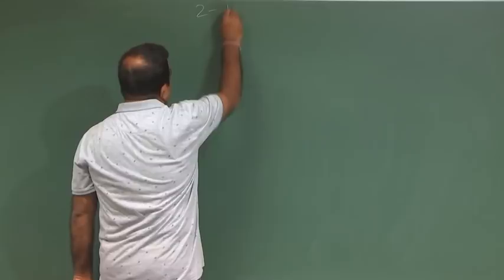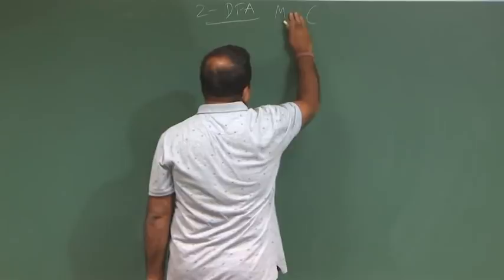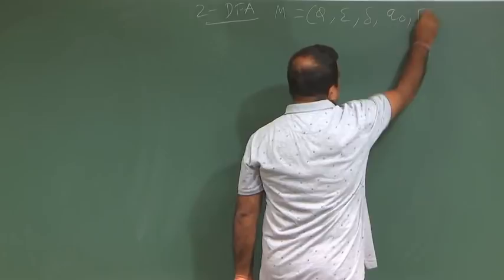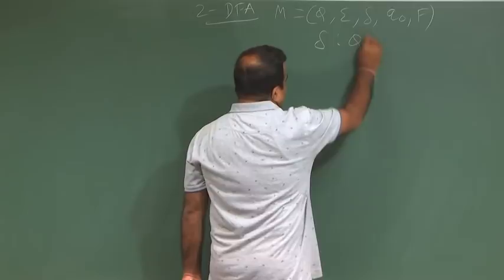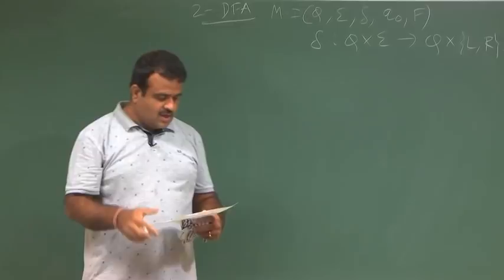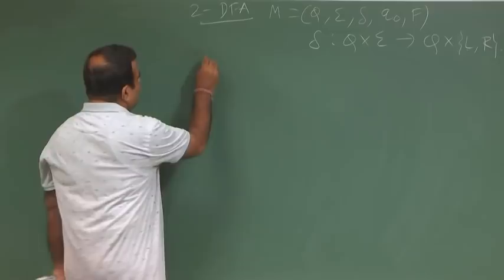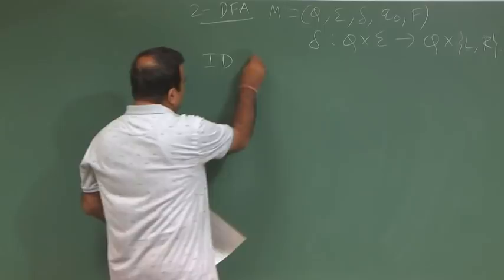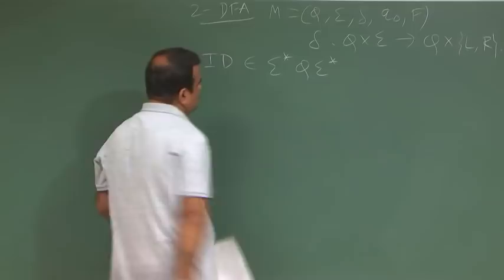We have been given a two-way DFA M, which is Q, sigma, delta, q 0, F, and we know here delta is Q cross sigma to Q cross {L, R}. So, our tape head can move left or right. Okay, so M is the two-way DFA. So, ID or instantaneous description is basically of the form coming from this Q, sigma star.